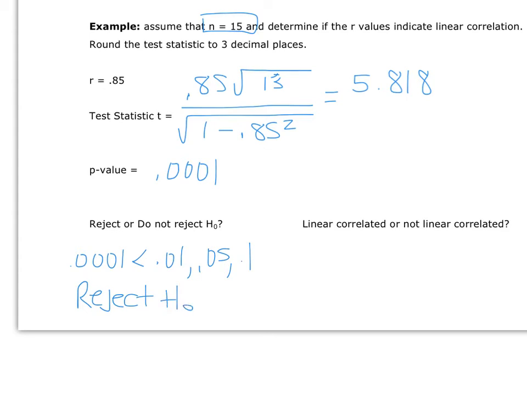And now we have to determine, does this R value represent correlation between the two variables x and y that this is about or not? Well, because we reject the null, that there is no linear correlation, we can conclude that they are linearly correlated. So for our value of 0.85 and sample size of 15, we are going to conclude that there is linear correlation.